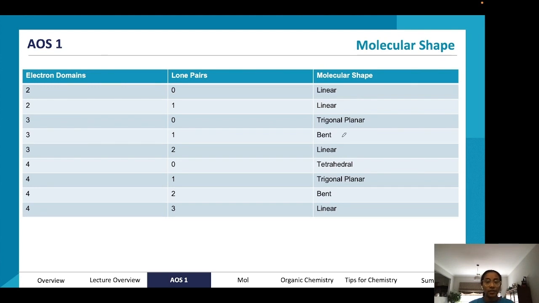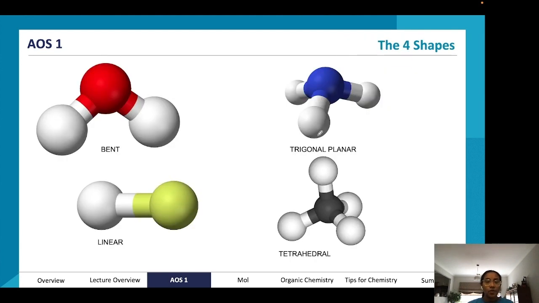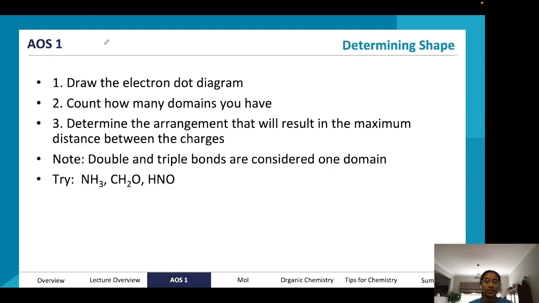If you do have one lone pair, then the lone pair will go up here, and these two are as far from each other as they can be, being further away from the lone pair. Because remember, lone pairs push the other things away more than a bonded pair does.